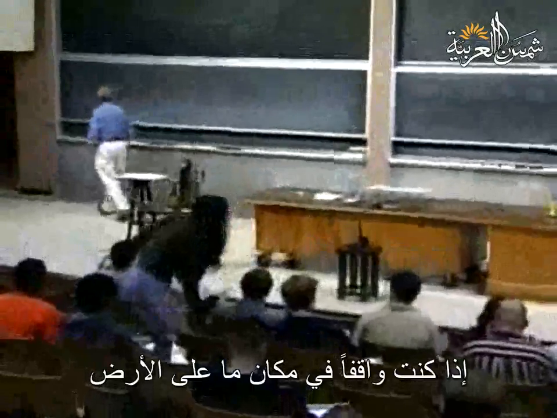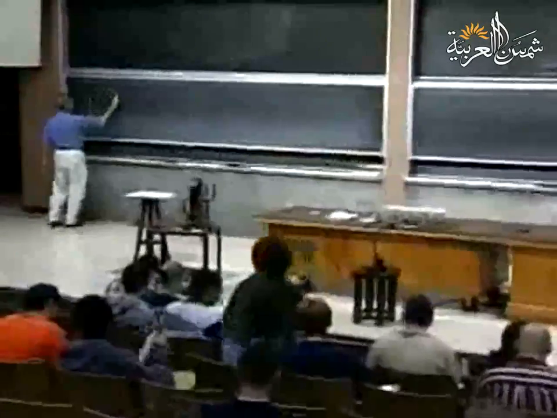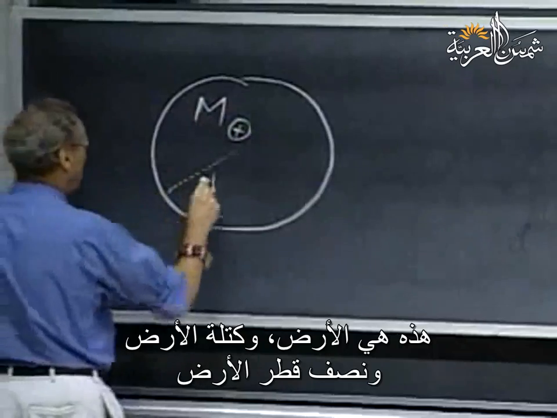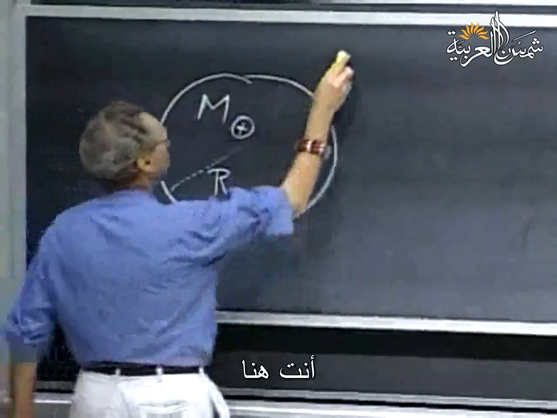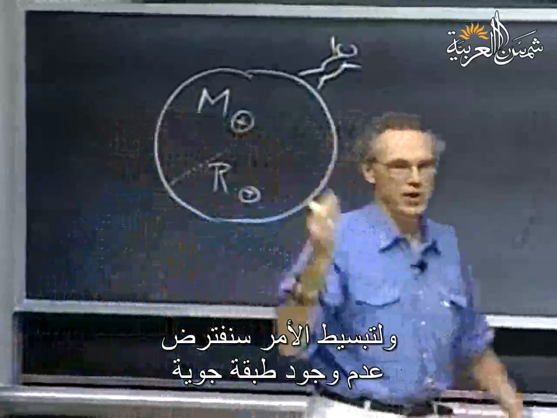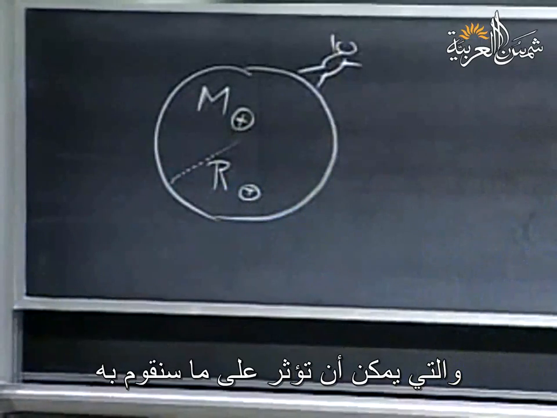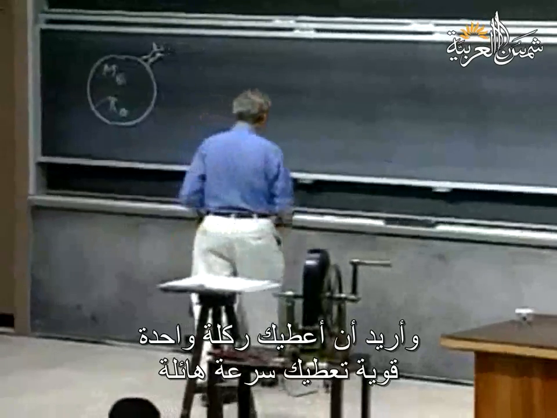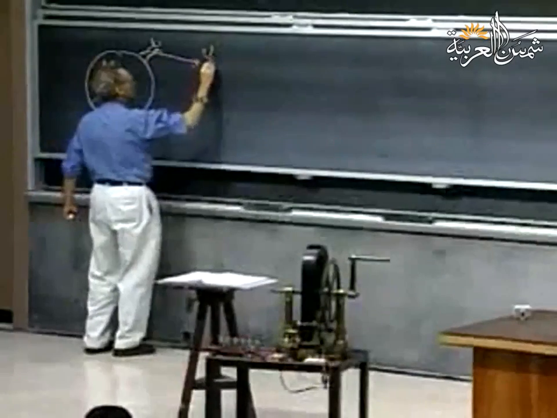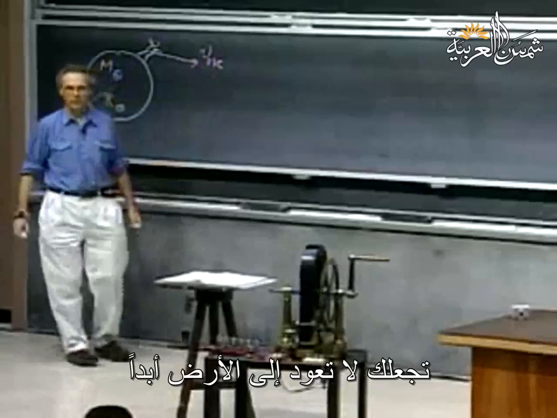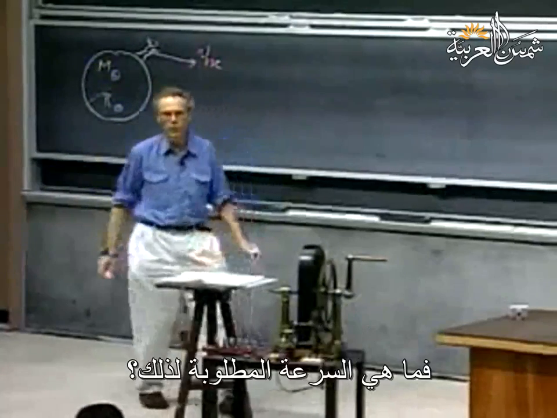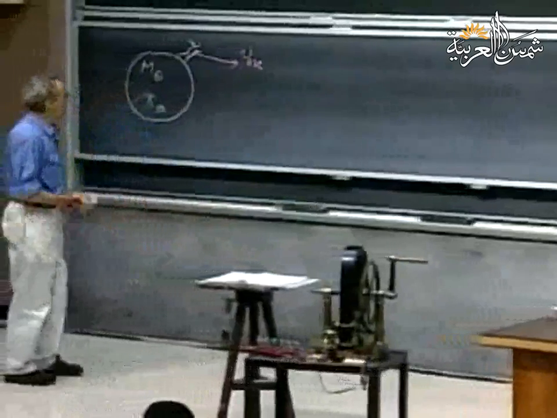If you are standing somewhere on Earth, this is the Earth, the mass of the Earth, radius of the Earth, and you're here, and let's assume for simplicity that there's no atmosphere that could interfere with us, and I want to give you one huge kick, an enormous speed, so that you never ever come back to Earth. That you escape the gravitational attraction of the Earth. What should that speed be?